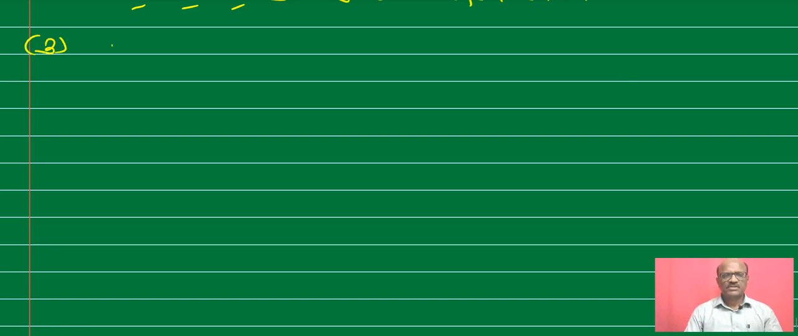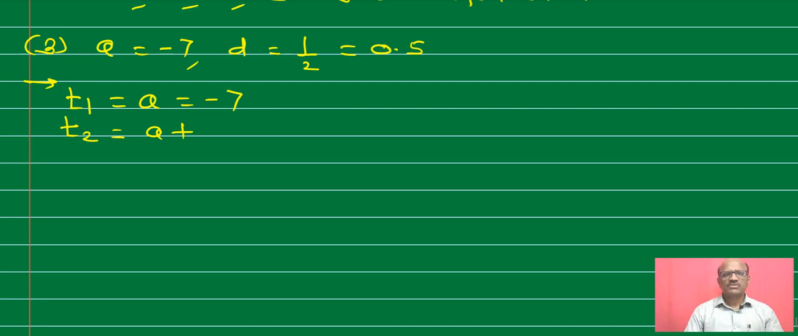Next, number 3. A is minus 7, D is equal to 1 upon 2, that is 0.5. T1 is equal to A, which is minus 7. T2 is equal to T1 plus D, that is minus 7 plus 0.5.